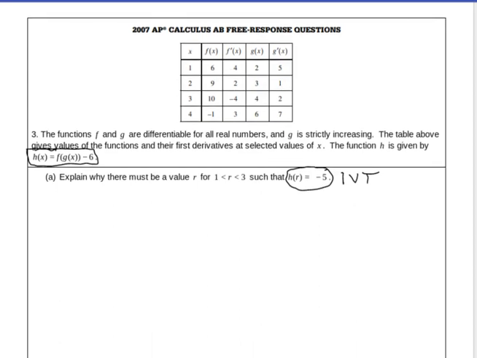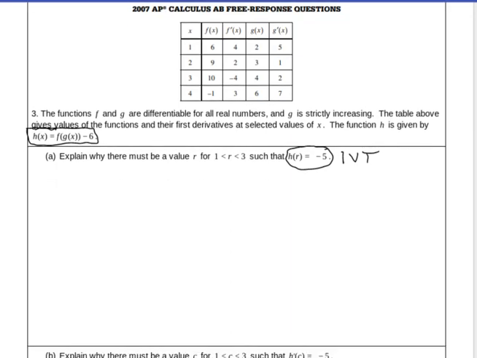So what we're going to need to do then is see what is h of 1 and what is h of 3, and hopefully negative 5 falls between those two values, because if it does, then IVT can be applied, right? Or then IVT can guarantee the function value. So because f and g are differentiable, h must also be differentiable. So we know we can even use IVT at all because that's the one condition for it.